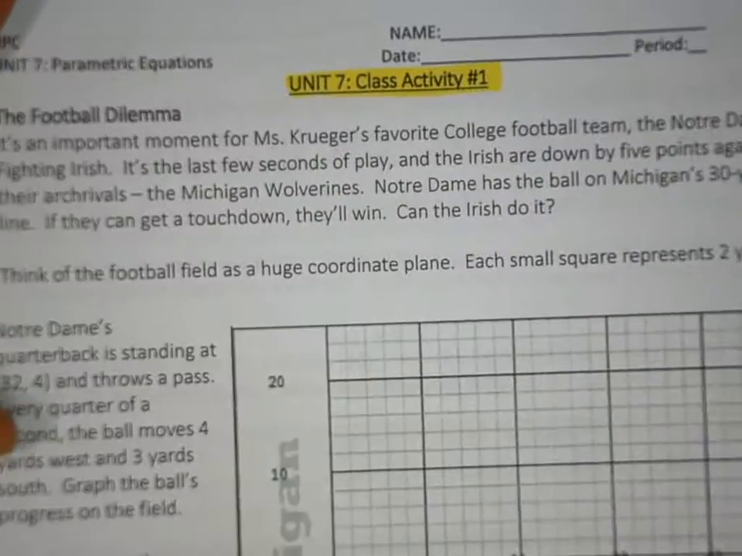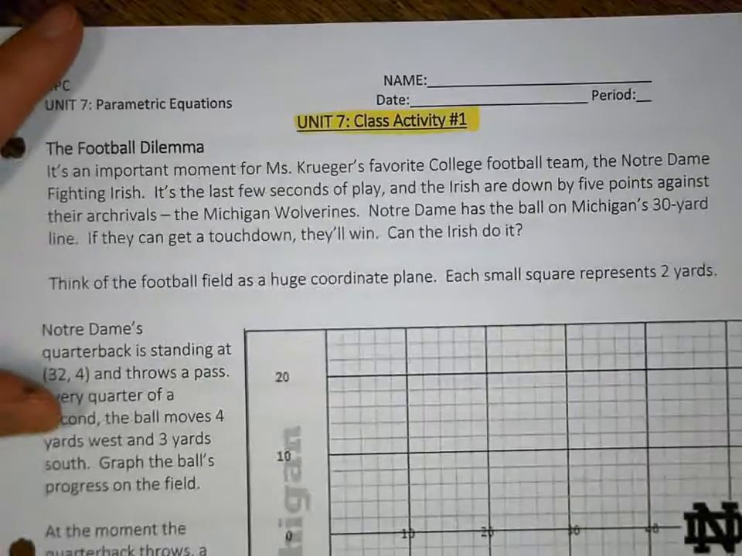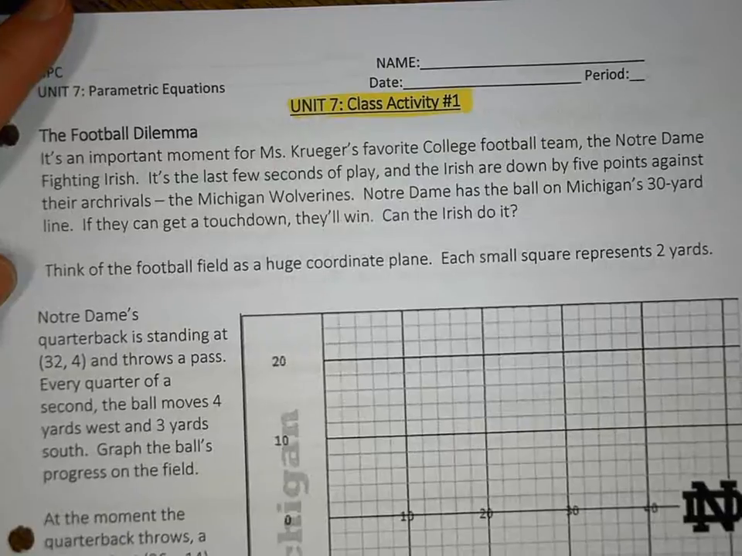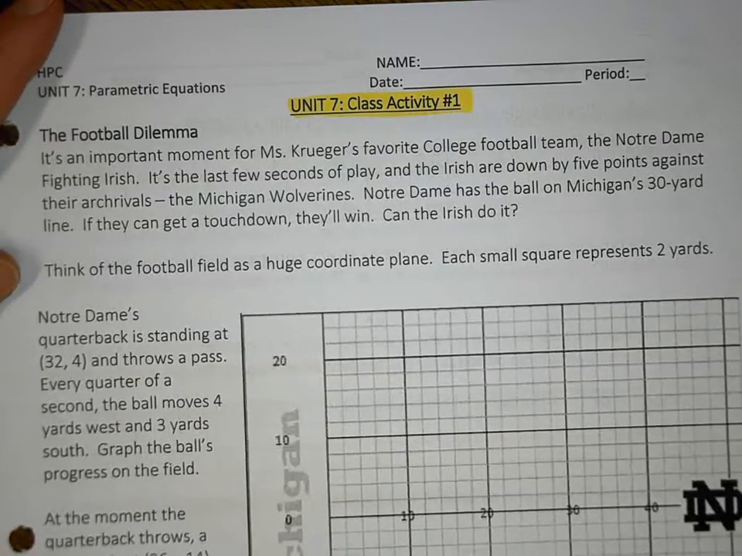It's an important moment for Miss Kruger's favorite college football team, the Notre Dame Fighting Irish. It's the last few seconds of a play, and the Irish are down by 5 points against their arch rivals, the Michigan Wolverines. Notre Dame has the ball on Michigan's 3-yard line. If they can get a touchdown, they'll win. Can the Irish do it?